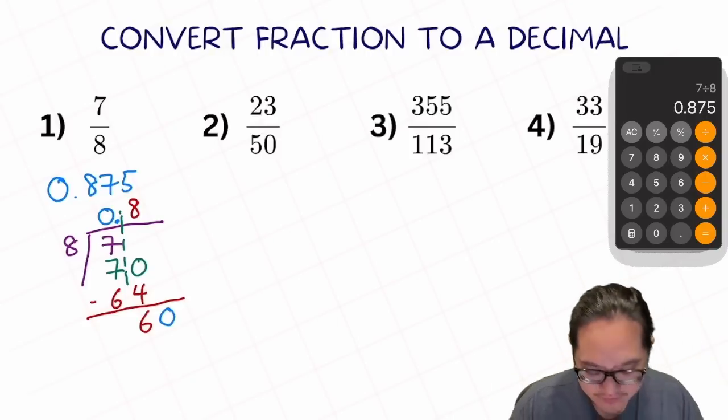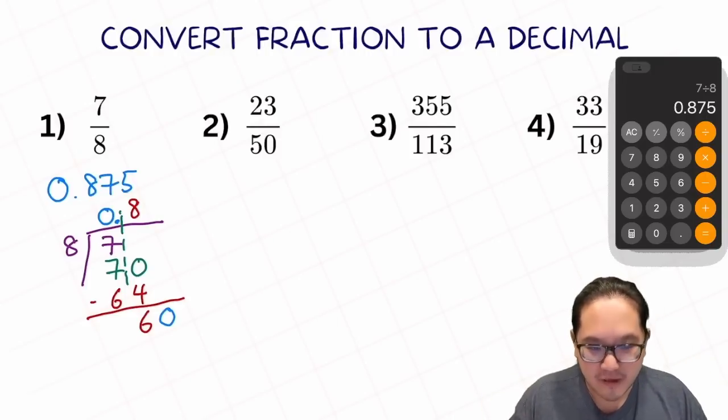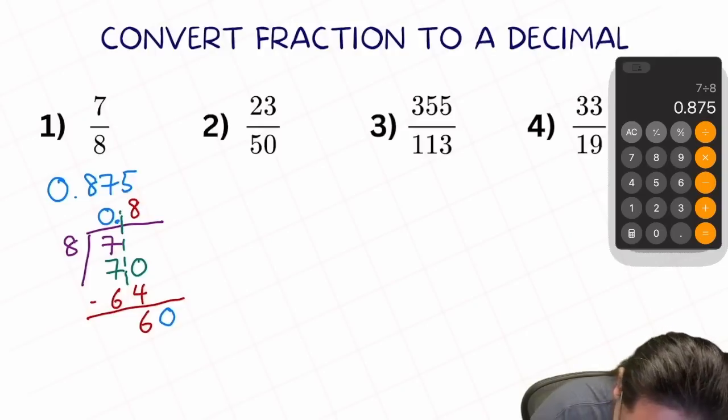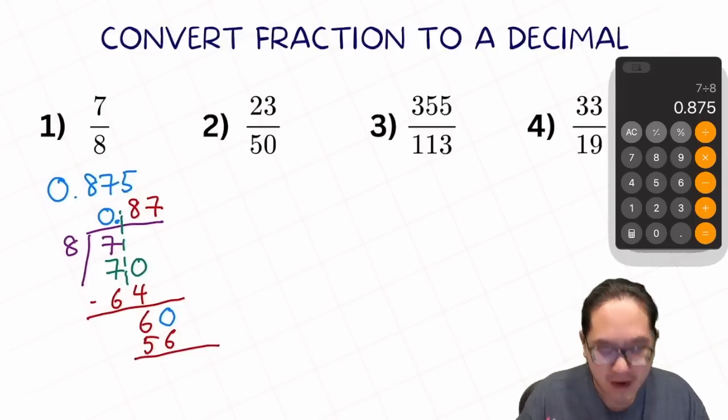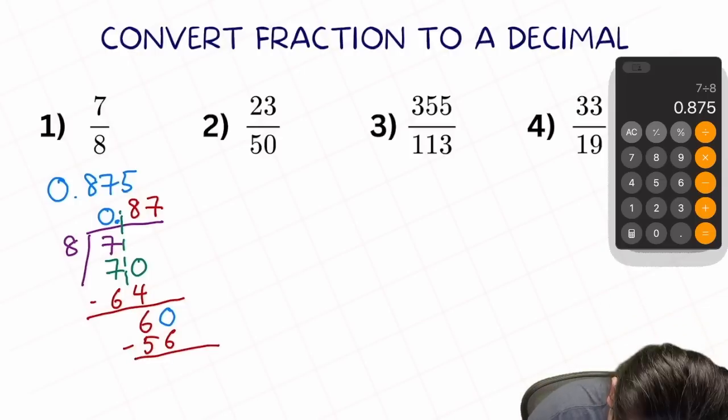So in this case, now we have 60. Can 60 be divided by 8? Yes, we can, right? We can continue by dividing with 7. 7 times 8 is equal to 56, right? So 60 minus 56 will have 4 left.